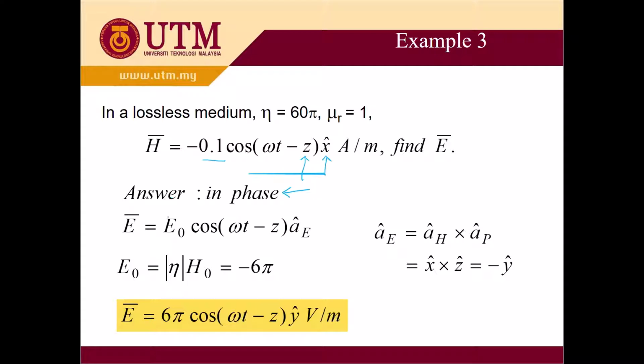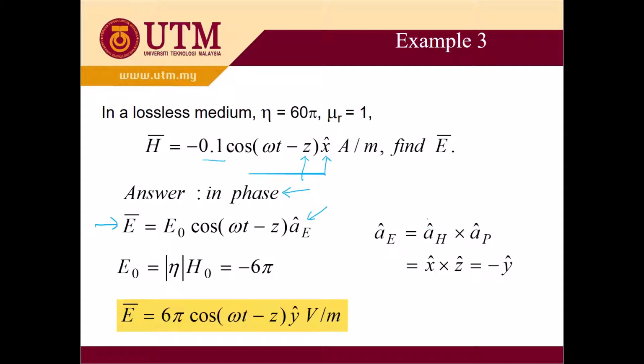So we have to write the general equation for the electric field, which is E equal to E naught cos(omega t minus z), and the direction of E. So we have to determine what E naught is. E naught is equal to the magnitude of the intrinsic impedance multiplied by the magnitude of the magnetic field, which is equal to minus 6 pi.